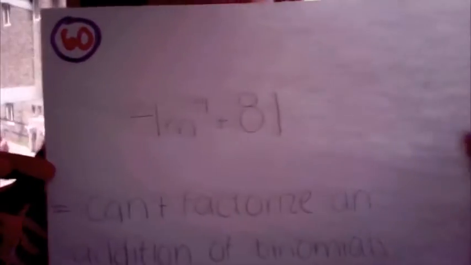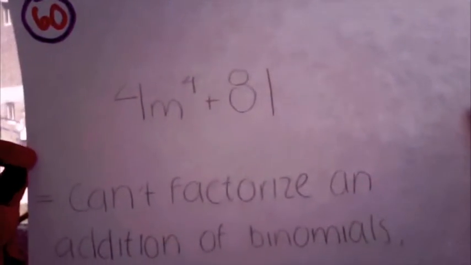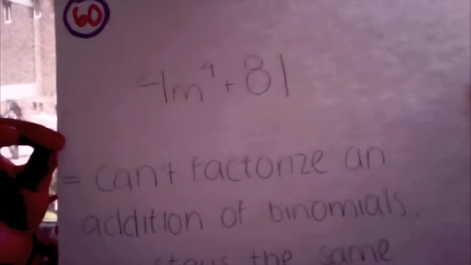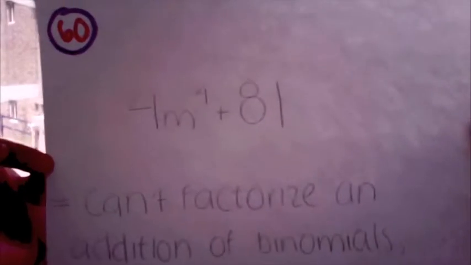Okay, next question is number 60. It's 4m to a power of 4 plus 81. This problem can't be done because you can't factorize it. You can't factorize an addition of binomials because it stays the same and it doesn't have anything in common.